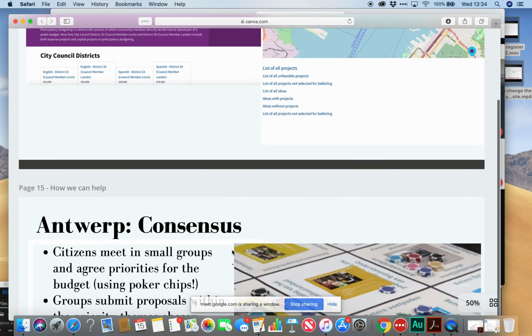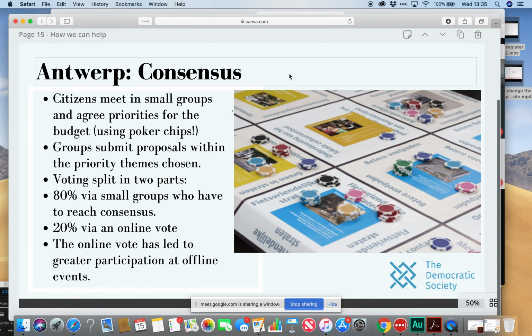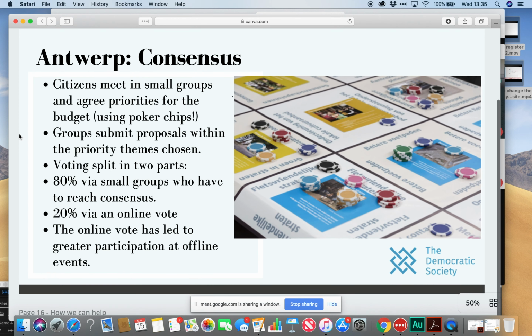So, Antwerp. We've also got blogs on these, as I said before, with a little bit more information if you're interested. Antwerp decided to base their process on consensus, which meant citizens would all meet up and agree their priorities for the budget by playing a game, which was poker. You can see in the image here, they put poker chips on the projects that they liked the most. Groups would then have to submit proposals within the priority themes chosen. So for example, the theme of environment or the theme of poverty, they would have to submit proposals around those themes.